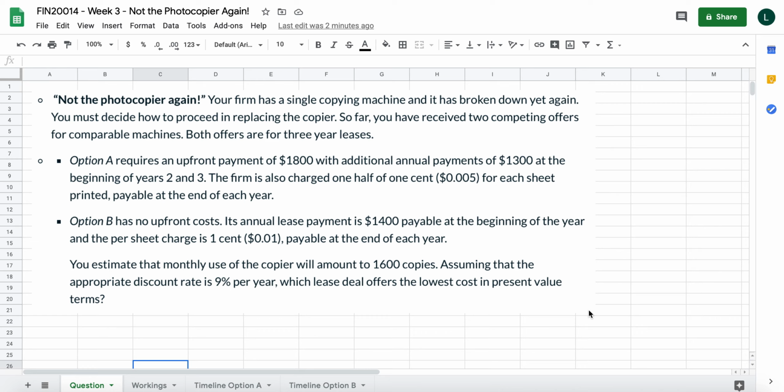Option B has no upfront costs. Its annual lease payment is $1,400 payable at the beginning of the year, and the per sheet charge is 1 cent payable at the end of the year. You estimate that monthly use of the copier will amount to 1,600 copies. So that's per month. That's important to note. Assuming that the appropriate discount rate is 9% per year, which lease deal offers the lowest cost in present value terms. So we have to calculate the present value.